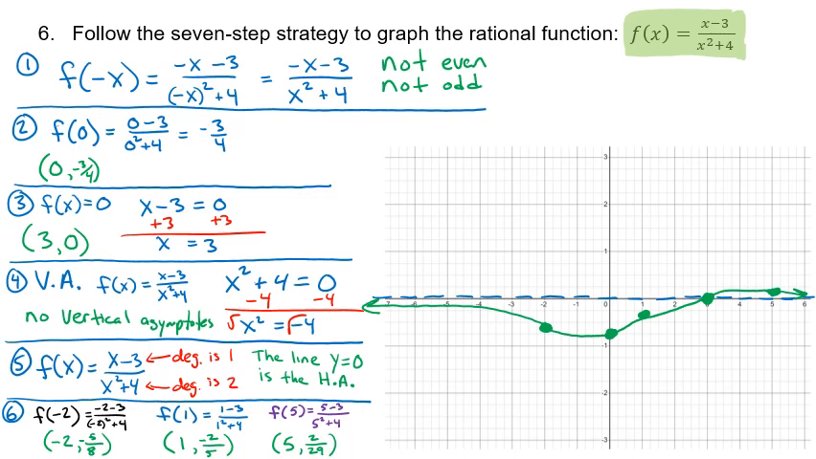Why do I have 1 through 6? Oh yeah, step 7 is the graph. Yeah, sorry. Step 7 is over here. Put everything together. That's step 7.